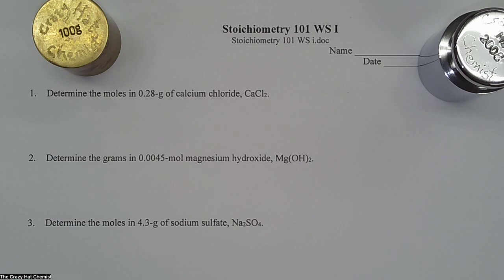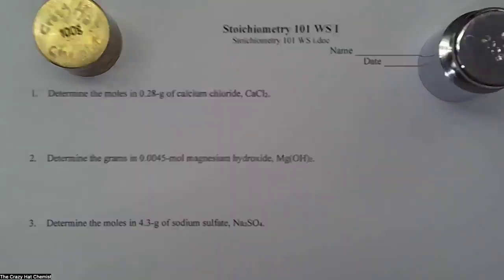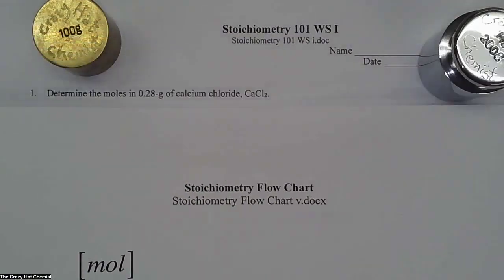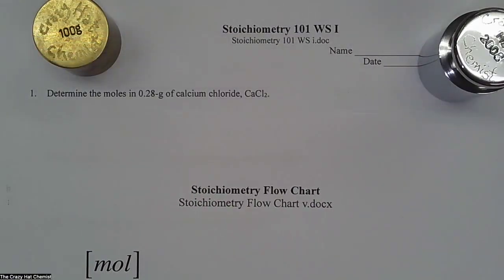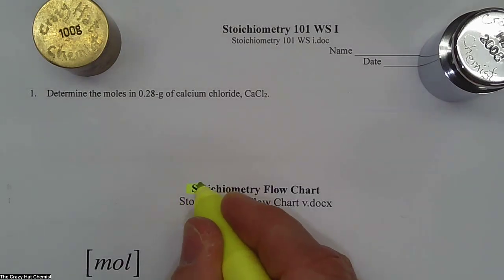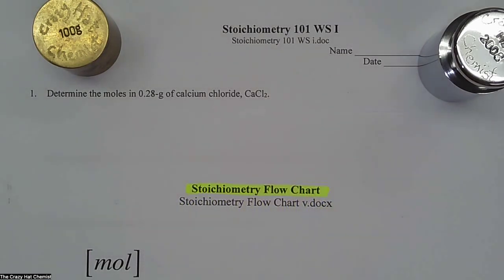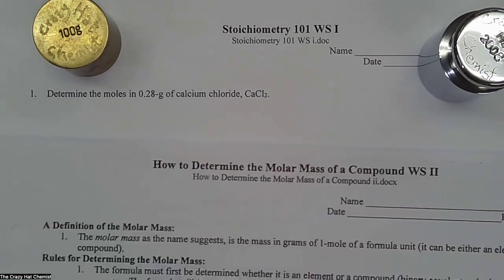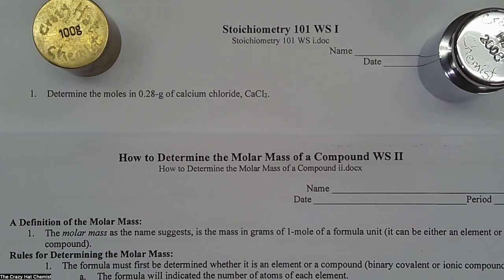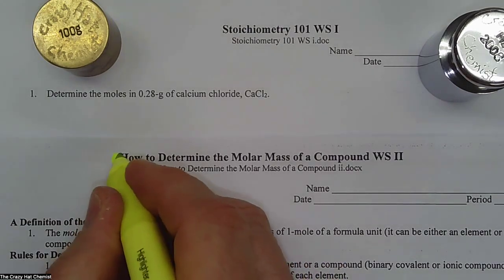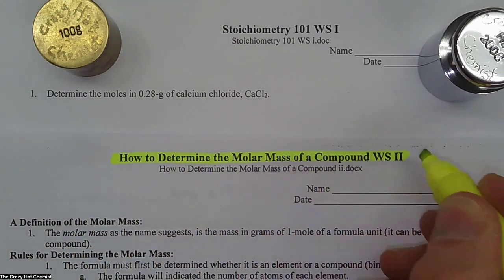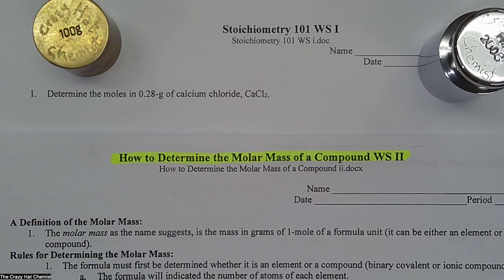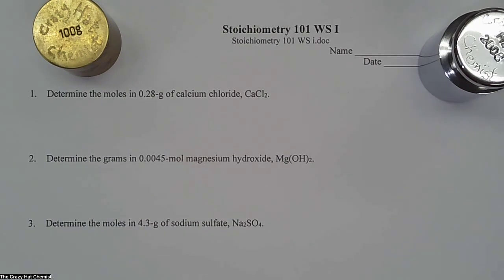Actually, before you watch this video, you need to make sure that you watch the stoichiometry flow chart video. Also, you need to watch the video on how to determine the molar mass of a compound, worksheet number 2. I've given a number of examples therein.